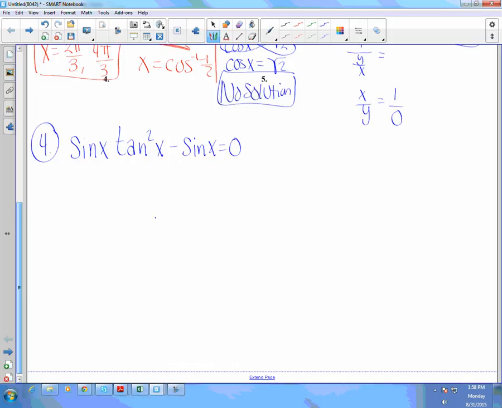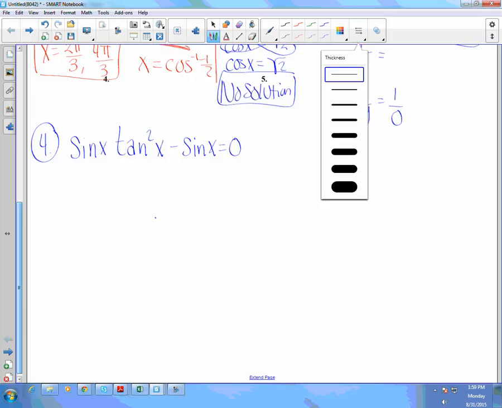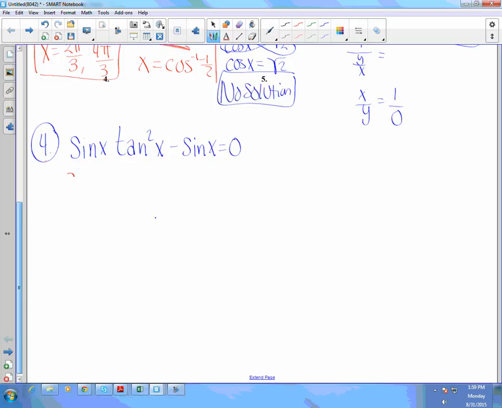Do I have anything in common? I think that's kind of a longer way. These two do have something in common. They both have sine x. Factor! That's what's in common, let's pull it out. So we're going to factor out the sine x, and then have tangent squared x minus what? Minus 1.